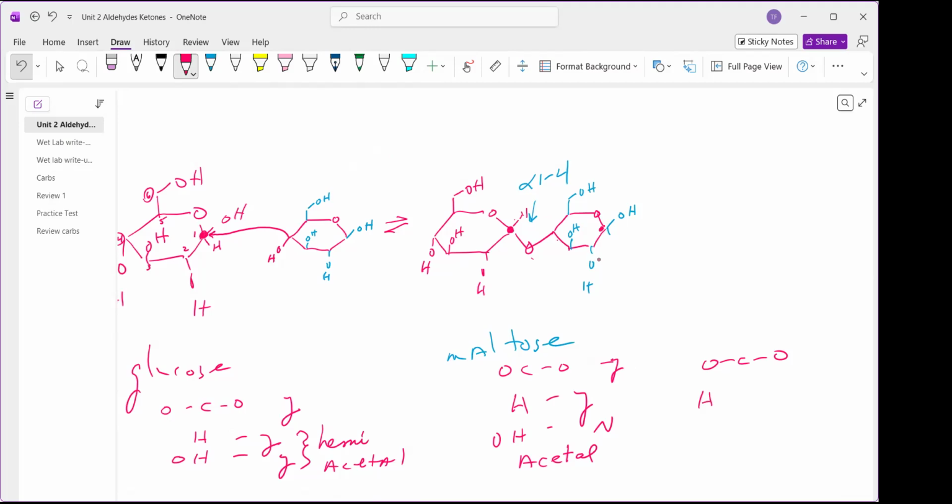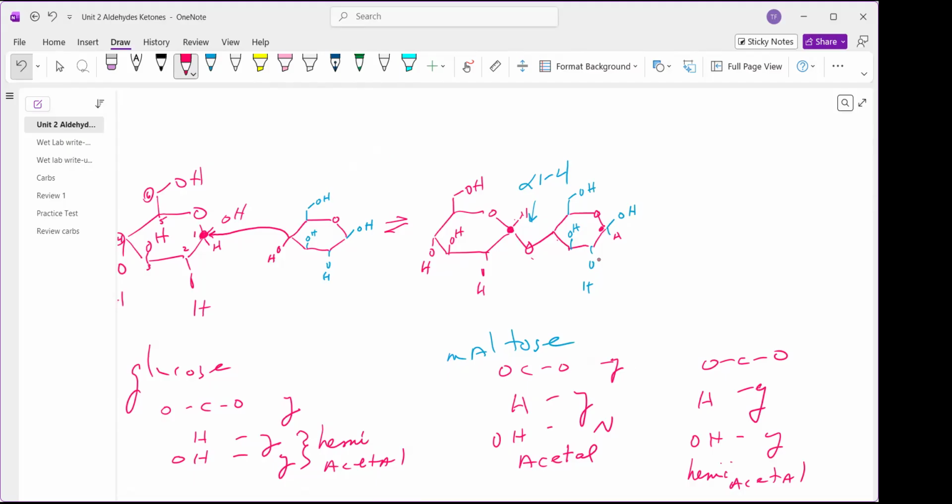Is H present? Yes, right here. Is OC present? Is OH present? Yes. So this is now a hemiacetal. So maltose has got 1 acetal, 1 hemiacetal. And if a hemiacetal is present, it's a reducing sugar. I'm going to talk a lot about that when we get into carbs.